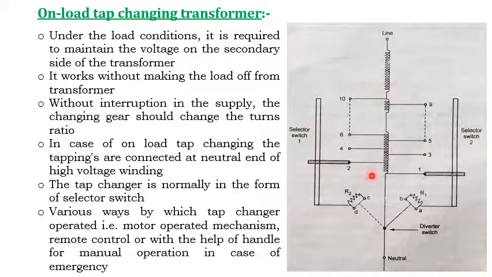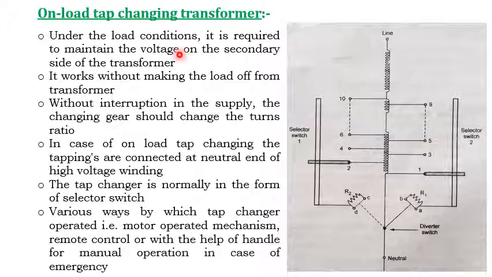So this is the working of the on load tap changing transformer. Usually such types of tap changing transformers are used in many electrical power networks wherever a change in the voltage is required. It may be used in the distribution or transmission of power, because in that case there will be some boosting or some reduction in the voltage level, which will be considered.